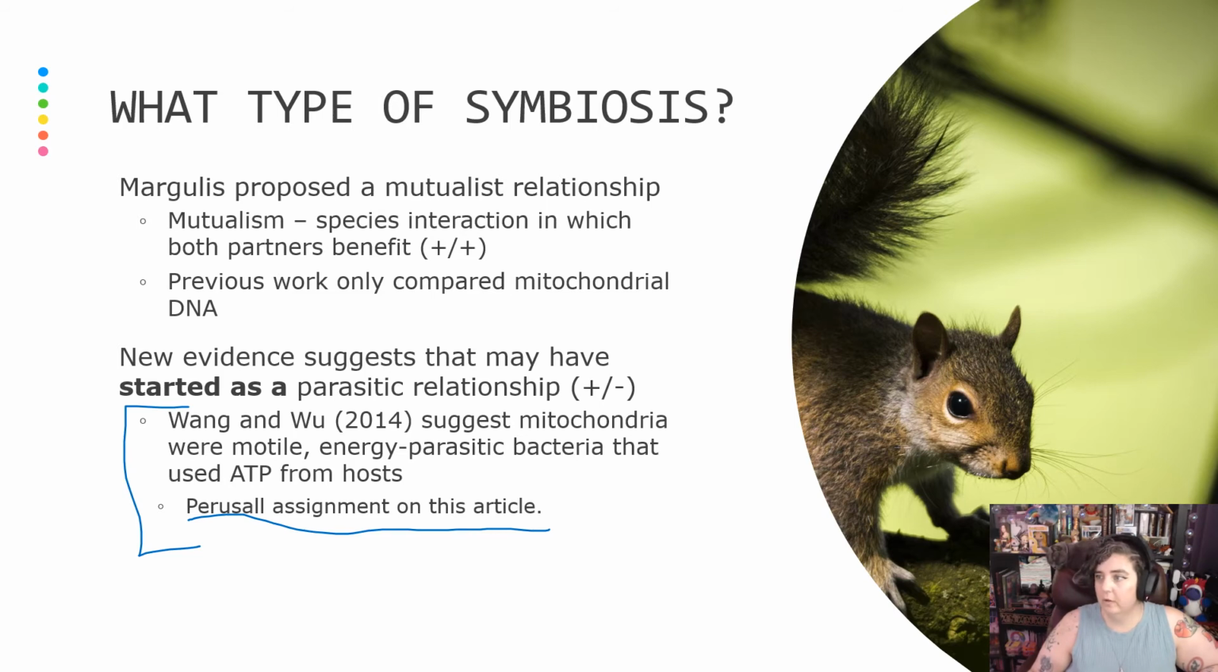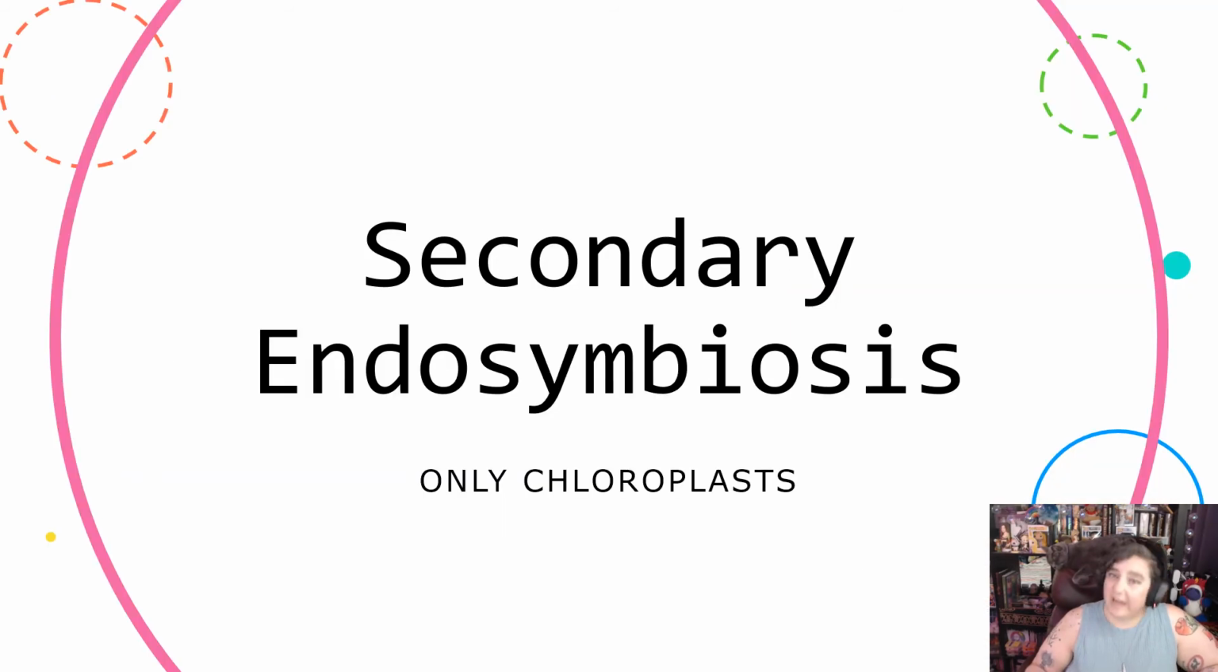Okay. So the next thing I want to talk about is secondary endosymbiosis. And secondary endosymbiosis only happened with the chloroplast, right? But it evolved, or at least happened, 3 times since the chloroplast evolved. And I'll talk a little bit about the evidence for that at the end.